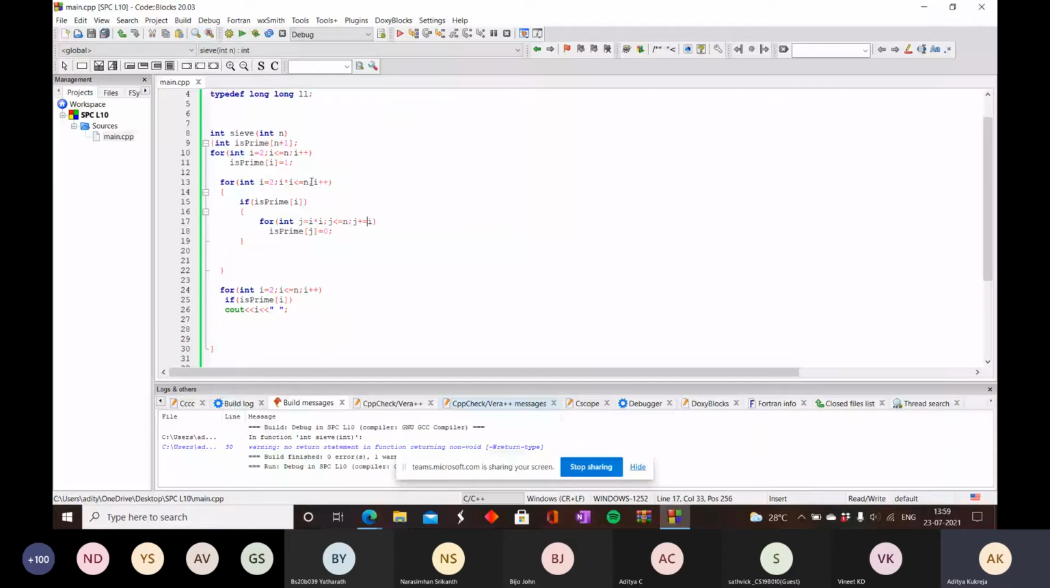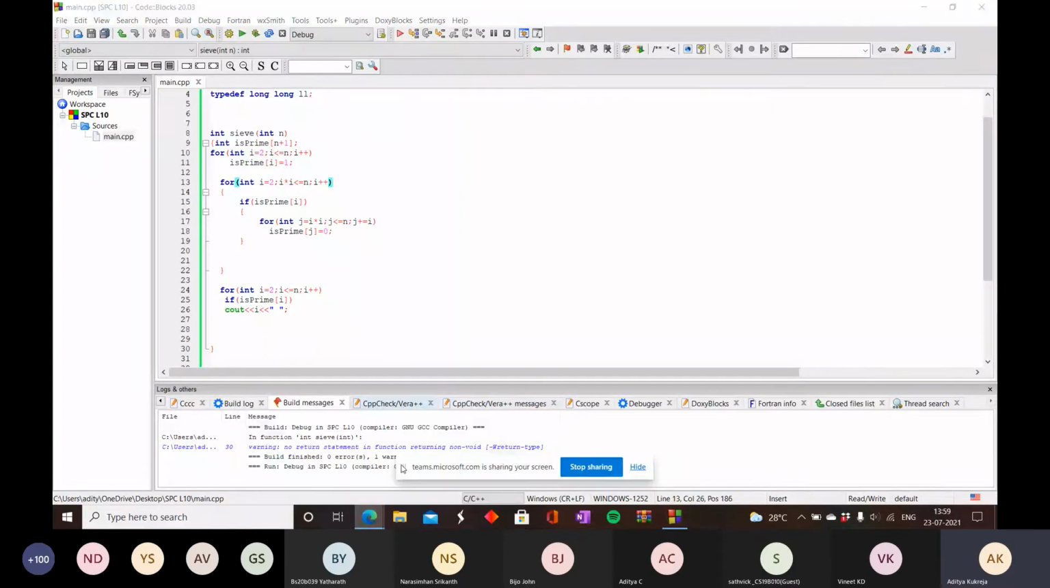And even this part, j is equal to i into i. This is because, as we saw earlier, suppose n is equal to 5. No, let's say n is equal to 6. So after i is equal to 3, the square of i would become 9. After that, we need not consider i, because whatever has to be considered would already be done by the numbers lower than i.